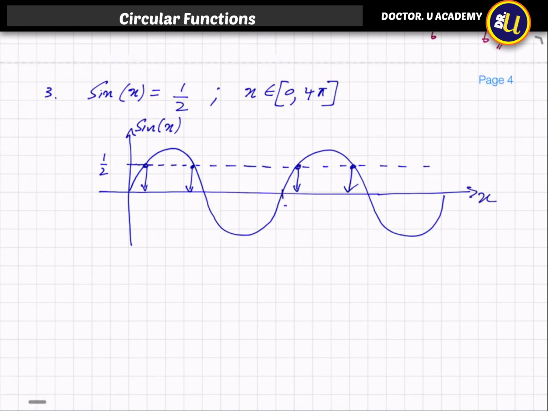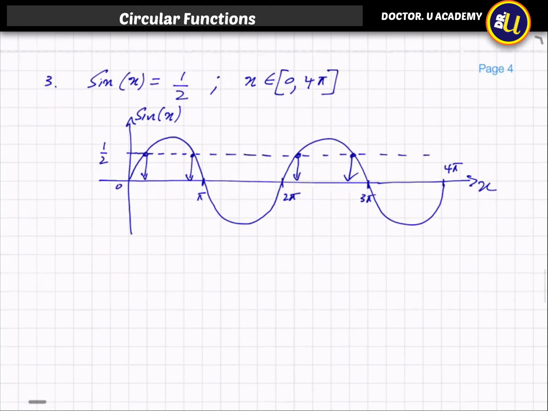So this point is 2 pi. This point is 4 pi. This point is 3 pi. This is going to be pi here. This is 0. So now we have to sort of use the circular function theory, like rotation, right? So 2 periods means 2 rotations. Now first of all we will find this. So we found it earlier. It was pi divided by 6, and we found this one, that was 5 pi divided by 6.